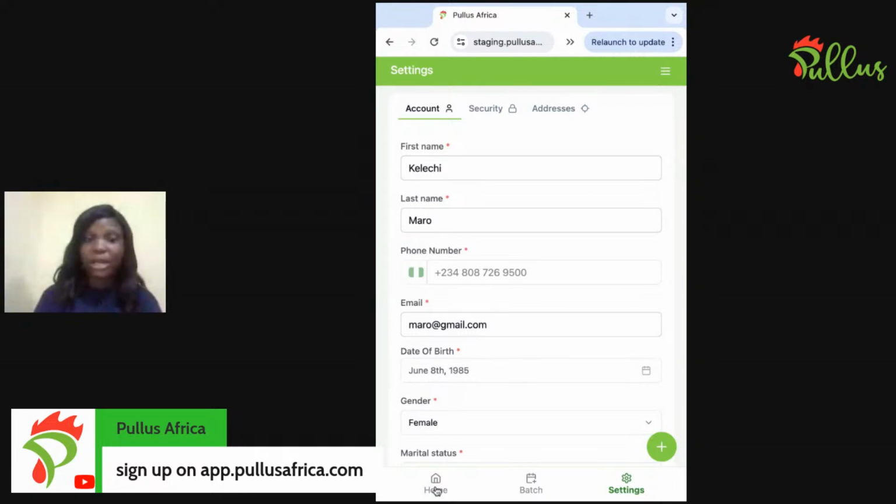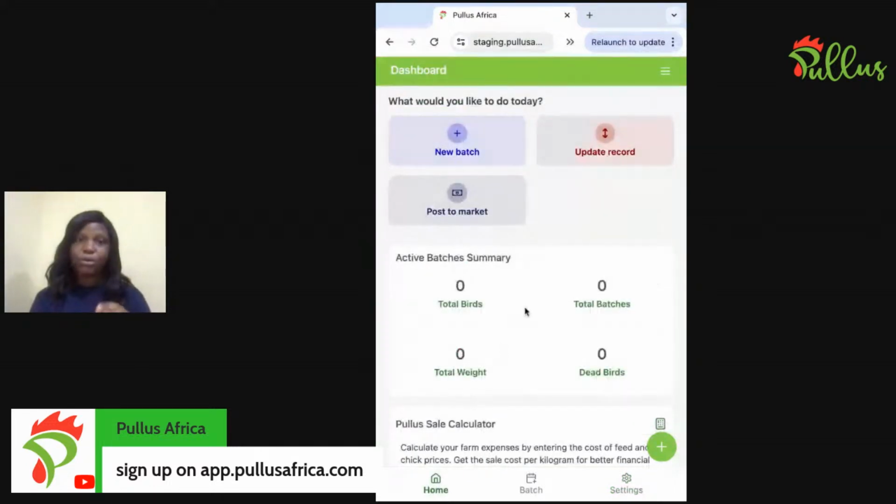But before we do that, I want you to see what your dashboard would look like as a new user. Remember, we saw what the dashboard looks like as an existing user, where we saw the total number of birds and batches and things like that. So now this is a new user account. So you can see this button that says new batch. This is a shortcut for you to be able to create your new batch production, right? I'm going to walk you through that.